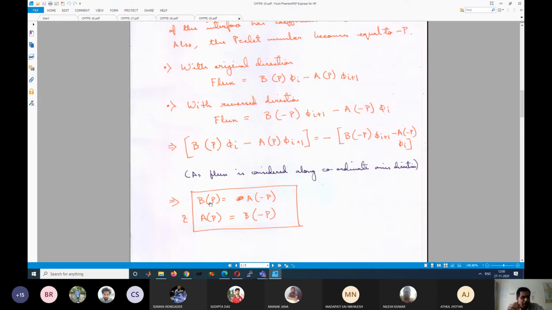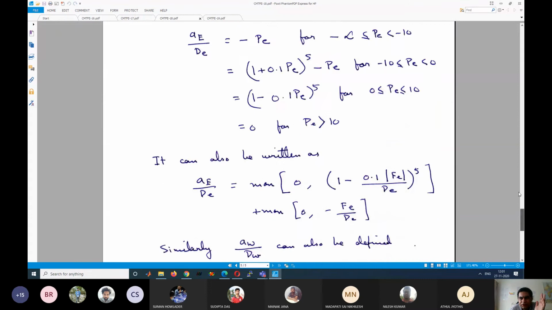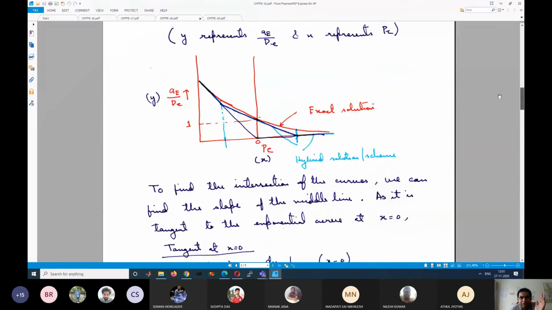Power law or the hybrid case, that for positive Peclet number, the variation is totally different as compared to the negative Peclet number. Positive Peclet number, the variation is of one type, and negative Peclet number, the variation is of different type. Similarly for upwind scheme also. Only for central difference, the positive and negative side have similar thing. Otherwise, it is different. So as a result, the functions also are different for the positive P side and negative P side.